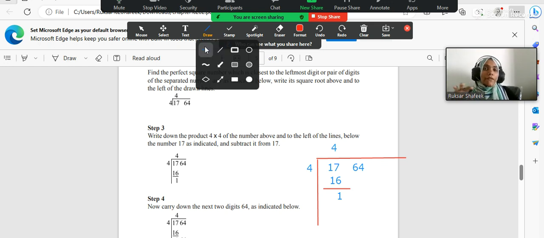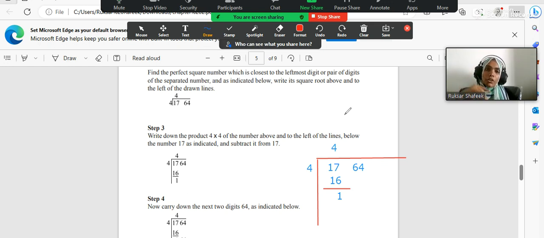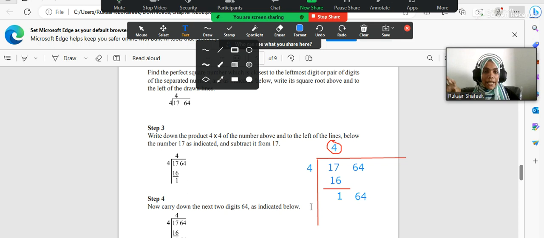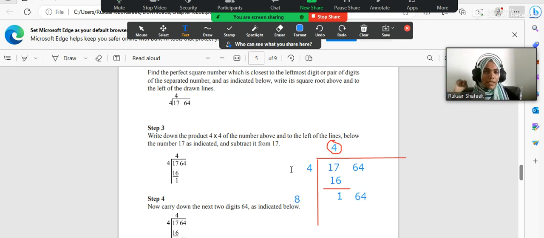Now when you're normally in division, when you're bringing down the next number, you bring only one digit. But here we're going to work with the pair. So we're going to bring 64 down, and not only 6 or 4. The whole thing 64 comes down, right? So when the 64 comes down, now we have 164. So we need to figure out how to get 164. So the next step is we double the number that we have here. We double the 4. So when you double the 4, you get 8. So I'm going to write that 8 down here.